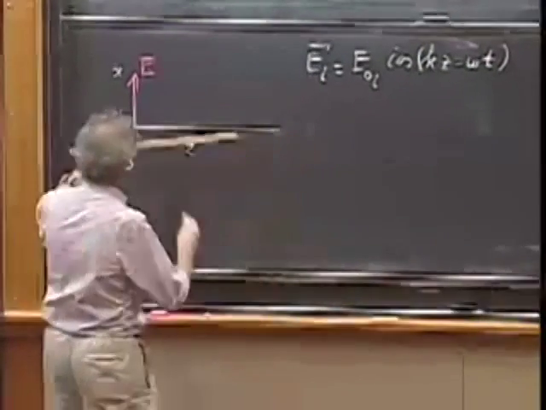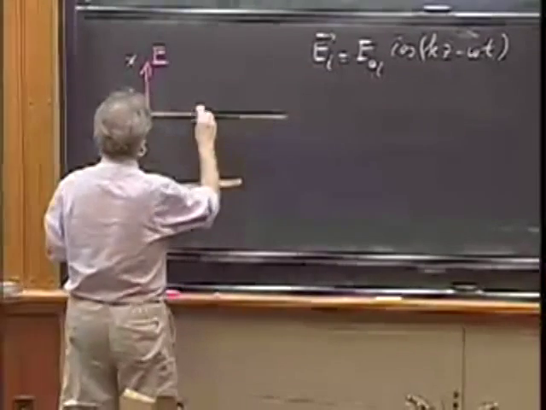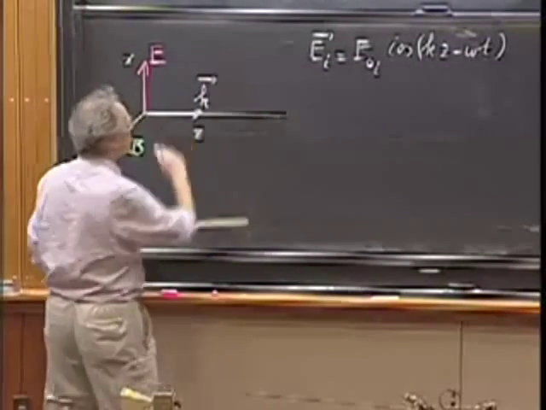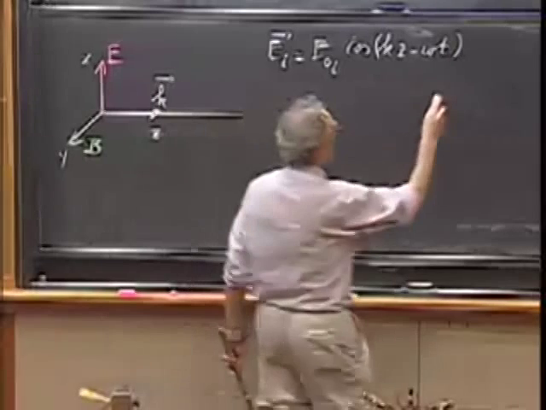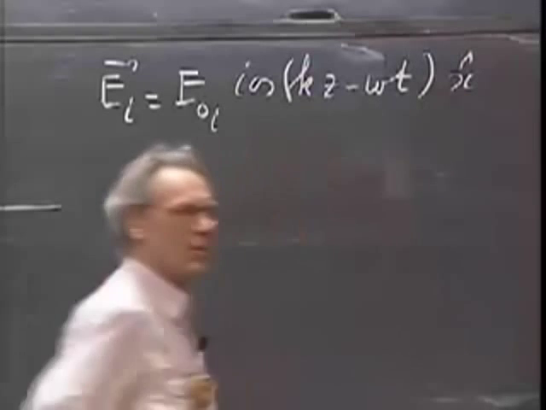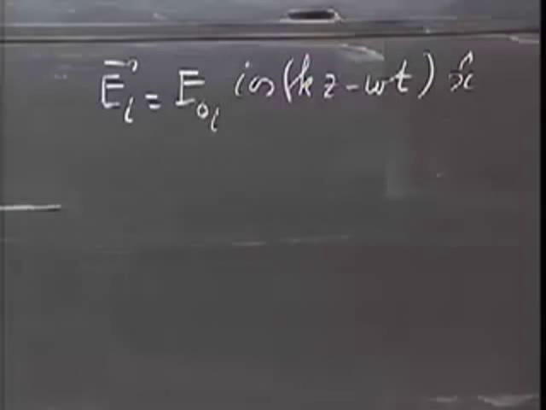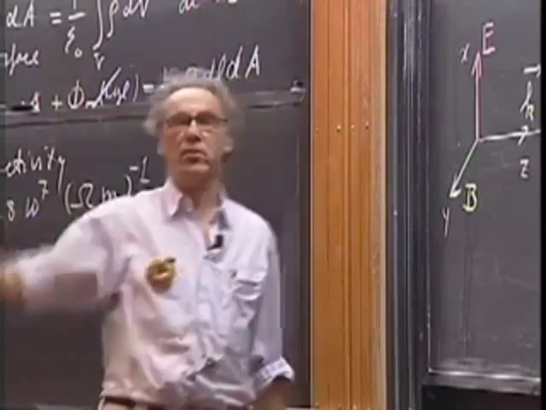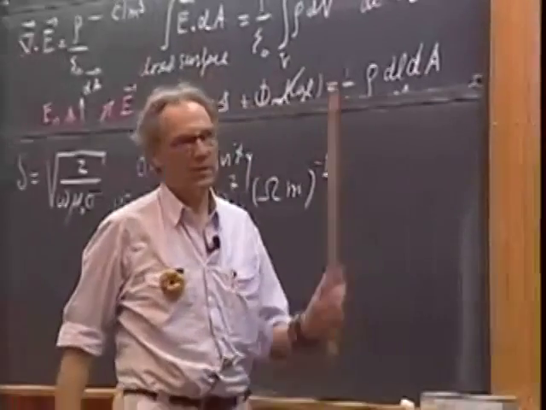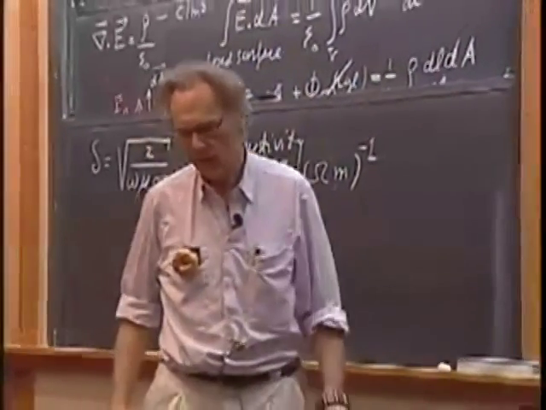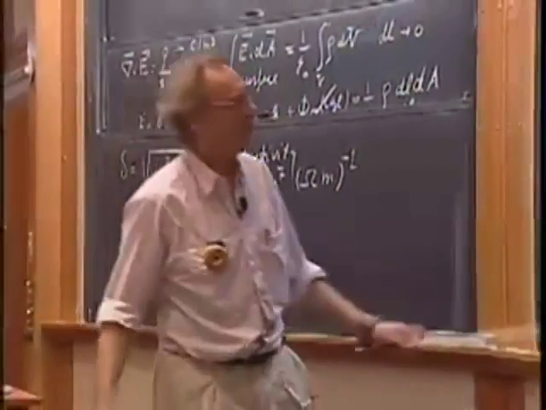So it's propagating in this direction. This is the k vector, and that is the incident wave, and it's in the x direction. So they are plane waves perpendicular to z, infinite in all directions. And the E vector is then everywhere in those planes. This value changes with z, and it changes with time.